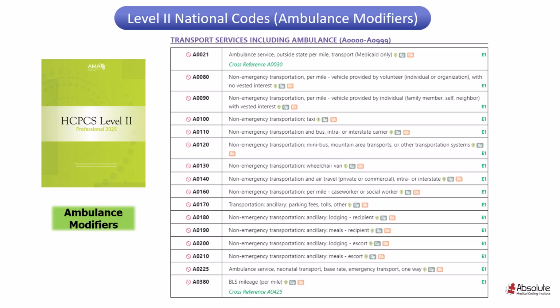A0000 through A0999. Again, HCPCS Level II codes are 5 characters long. So this is what they look like. And then you'll append your modifier. So you might say, why are you showing us this, Mrs. J? Let us get into it. Yeah, let's go ahead and look up an ambulance code with a modifier. All right, coders, let's do it.